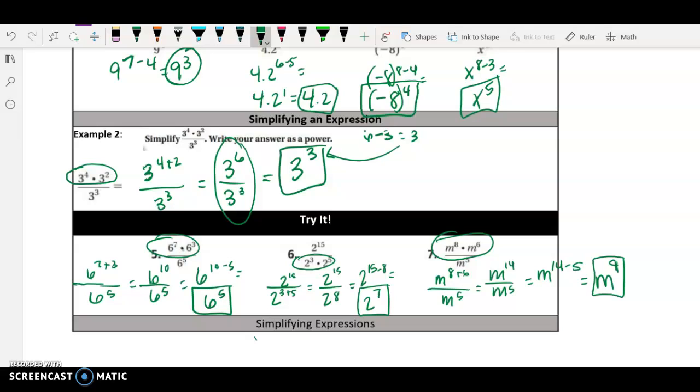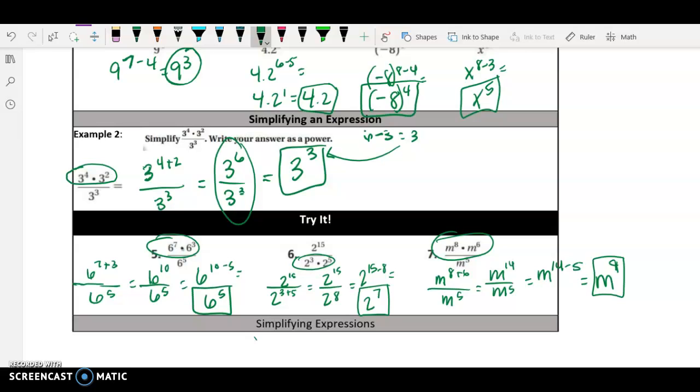Alright, so again, I work horizontally first. So I keep my base of 6, and 7 plus 3 is 10, so I have 6 to the 10th over 6 to the 5th, sorry. And then we subtract, so 10 minus 5 is 5, so I have 6 to the 5th power.